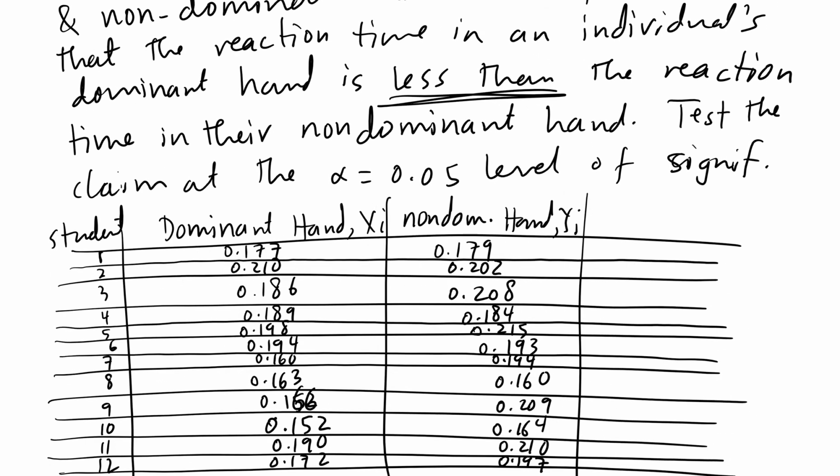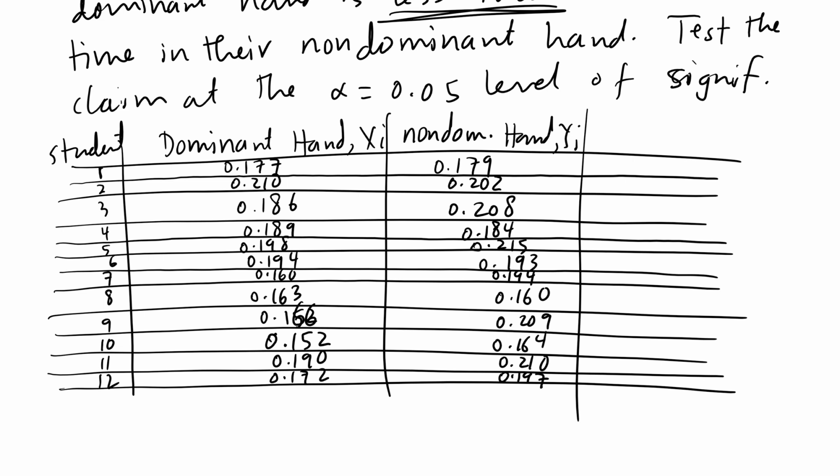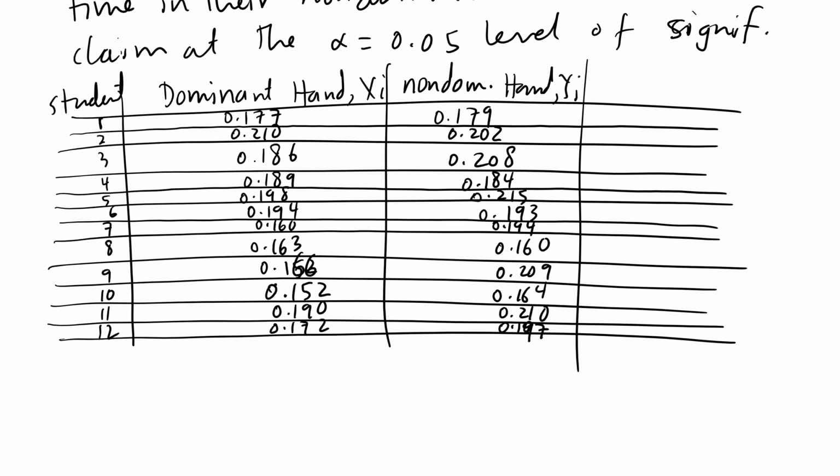And this is the data that was given to us. So these are the dominant hand values for student 1, 2, 3 all the way to 12, and the non-dominant hand values. So you can see you're talking about two different samples. They're coming from two different populations.